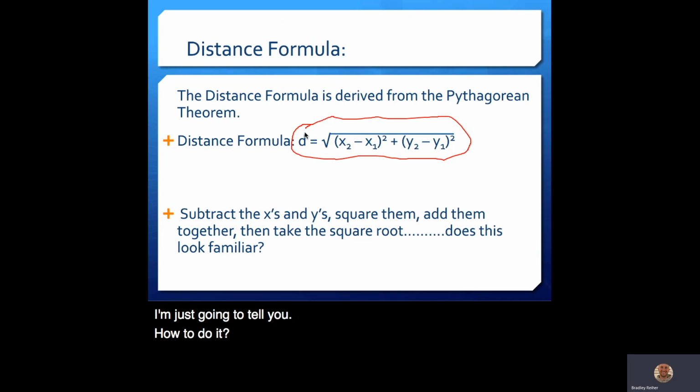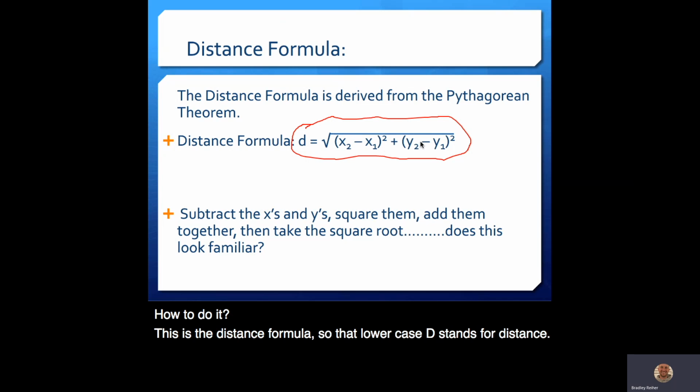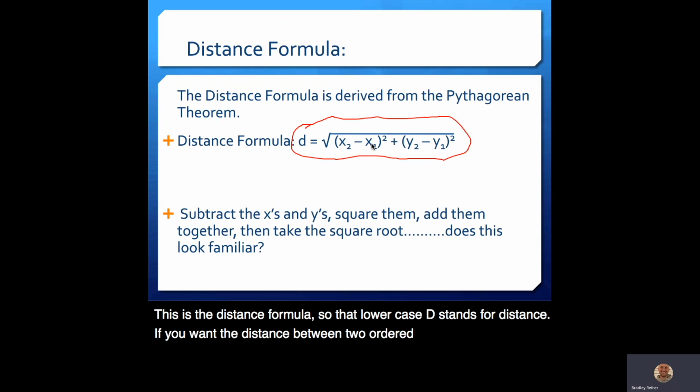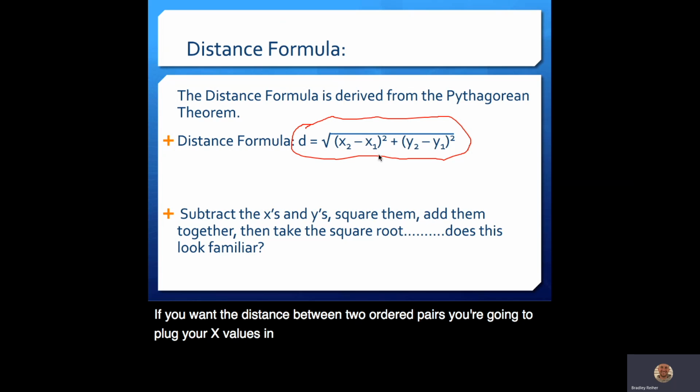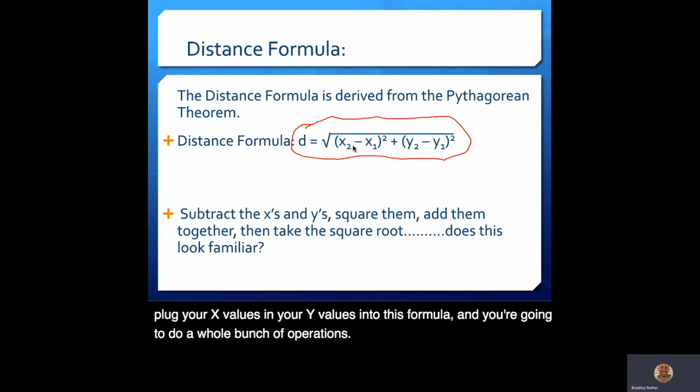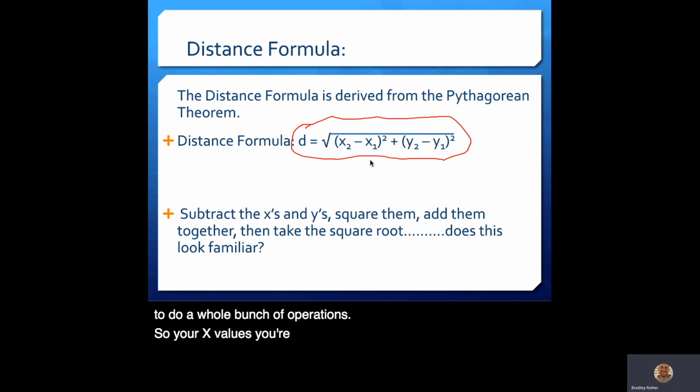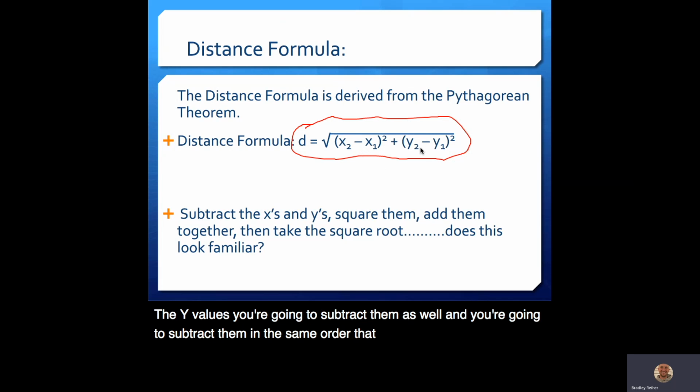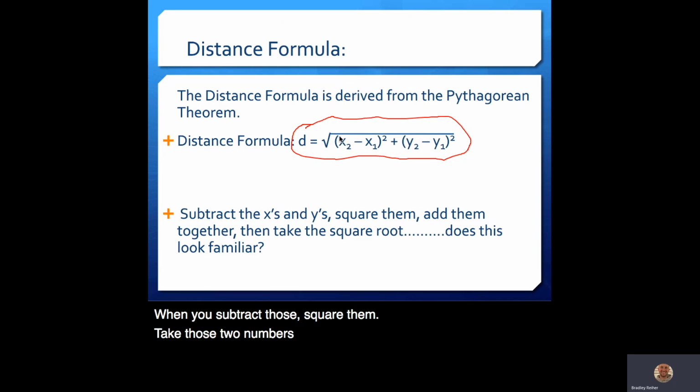This is the distance formula. So that lowercase d stands for distance. If you want the distance between two ordered pairs, you're going to plug your x values and your y values into this formula, and you're going to do a whole bunch of operations. Okay, so your x values, you're going to subtract them. Then you're going to square that number. The y values, you're going to subtract them as well, in the same order that you subtracted the x's in. When you subtract those, square them. Take those two numbers and add them and then take the square root.